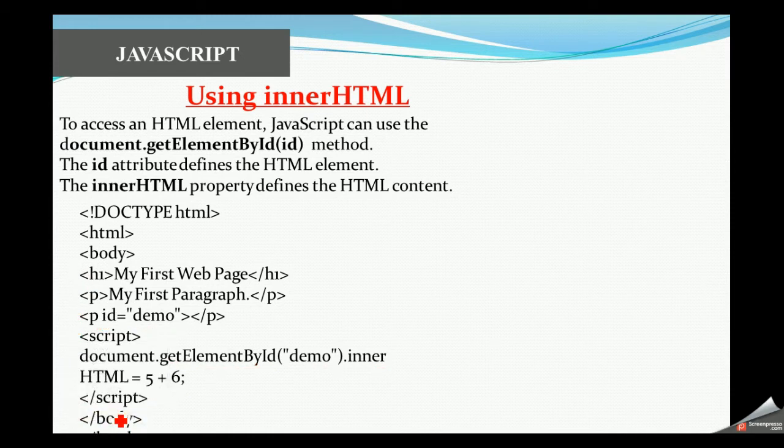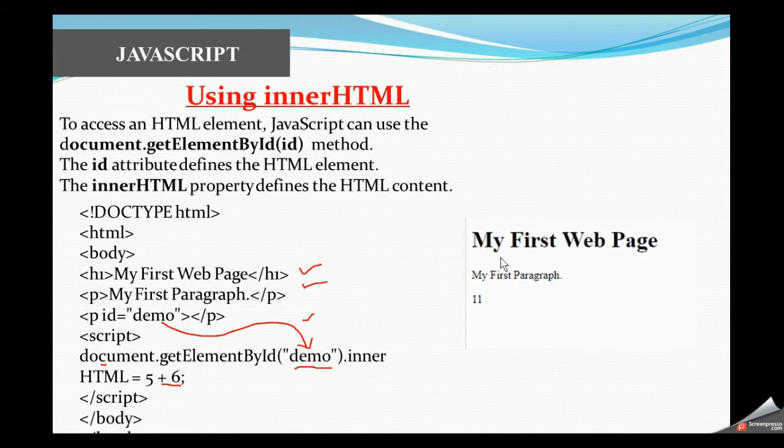So what will happen, as soon as you write document.getElementById and write demo here, this paragraph demo will be linked over here. Dot innerHTML defines which HTML content you are using. So it is 5 plus 6. As you can see, the output you will be getting is my first web page, then my first paragraph, and in the third paragraph, using JavaScript code and the demo ID of this paragraph, it will be showing you the output over here.